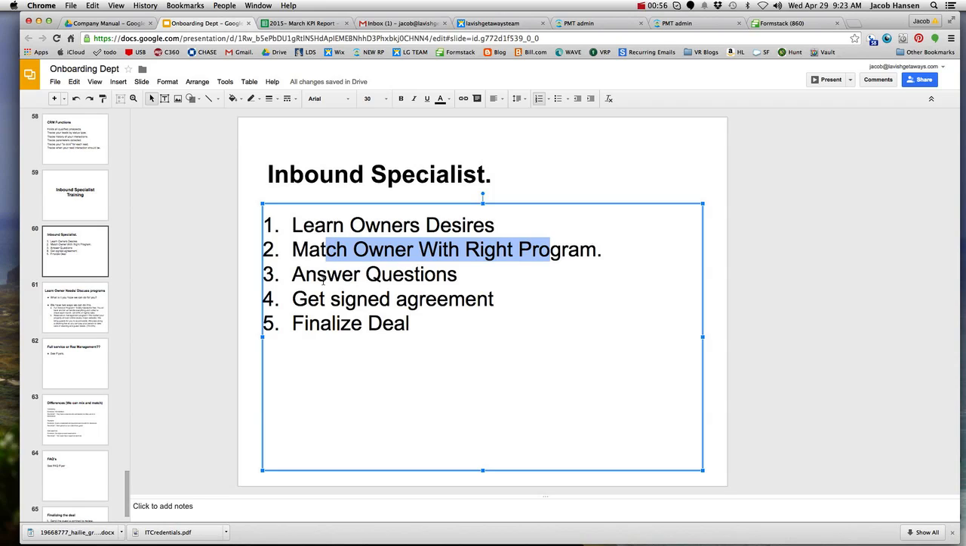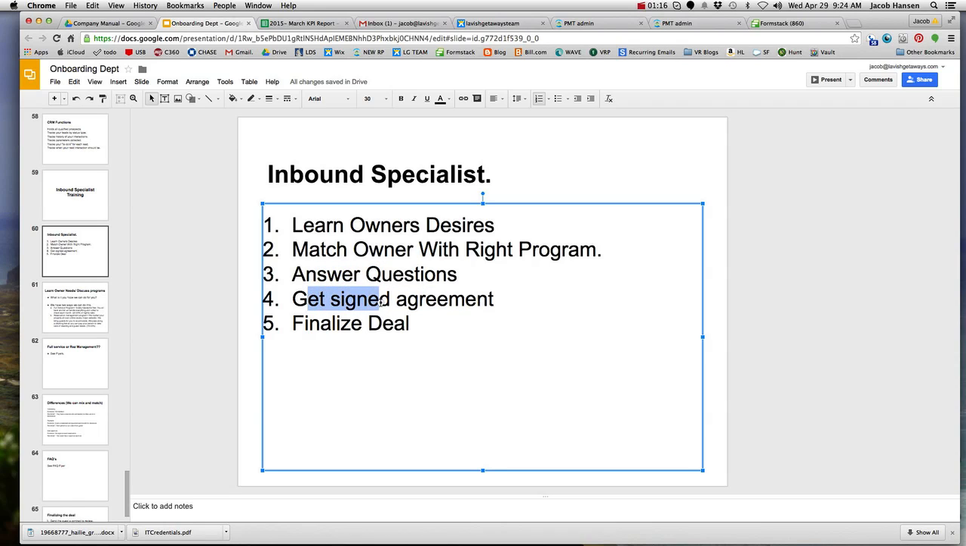We have three programs technically, but inbound people generally are interested in either our reservation management program or our full service program, where we basically do everything for them. Once you talk to them about the programs, you answer any questions they might have. You then get a signed agreement.